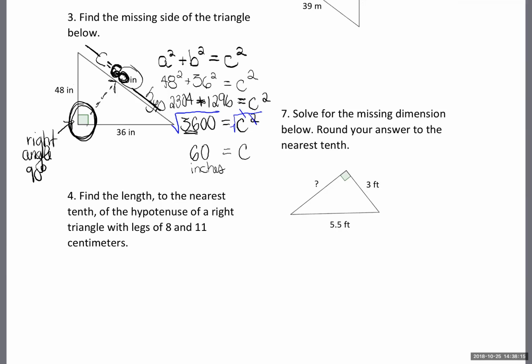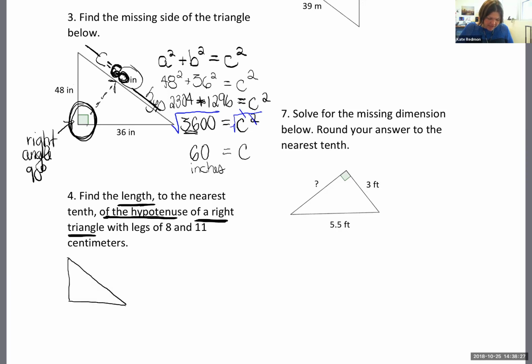Okay, so number 4 says find the length to the nearest tenth of the hypotenuse of a right triangle. Again, we see our proof. This time they did it in words instead of symbols, but they did prove to us that we have a right triangle by just saying it. And then it does tell us that there's legs of 8 and 11 centimeters. So we know that the legs are on either side of that right angle, hugging that right angle. So I will label these as 8 and 11.